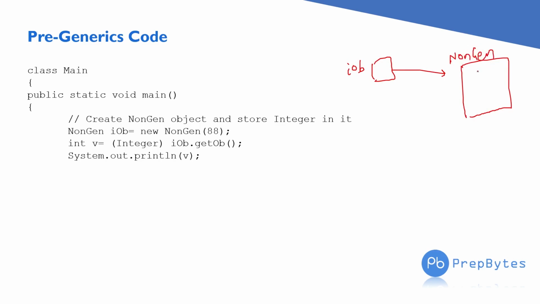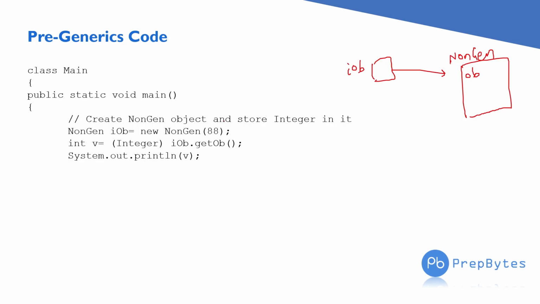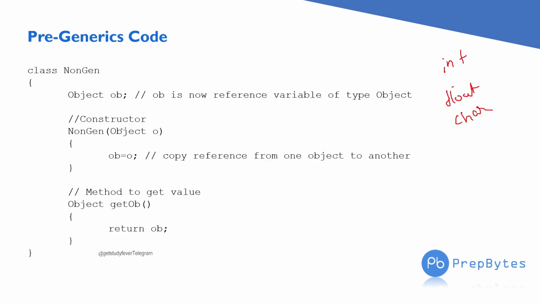Every object of the class contains its own copy of instance variables. The instance variable in this case is OB. As you can see here, the instance variable of the NonGen class is OB. Now in the constructor, what is passed? 88 is passed. It will come here, to object O.